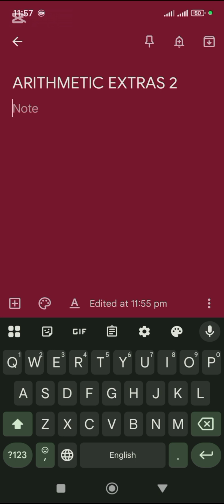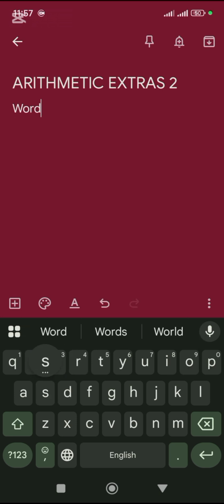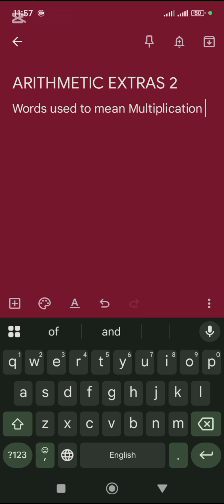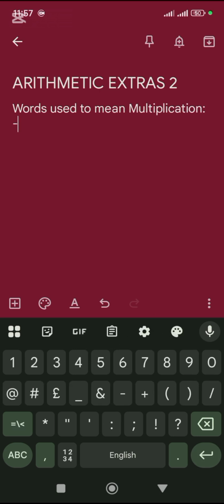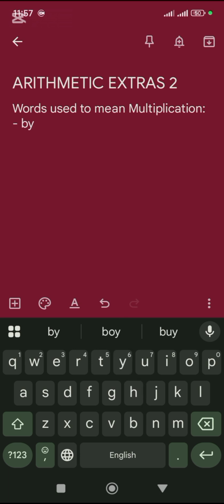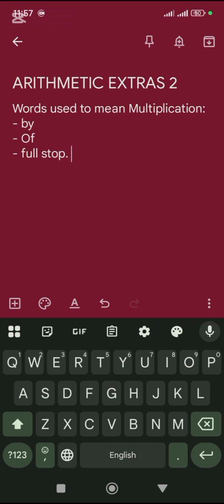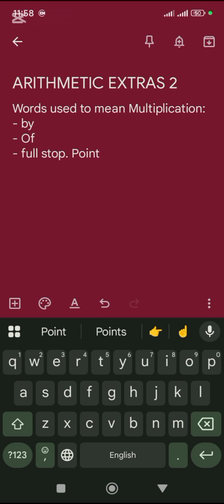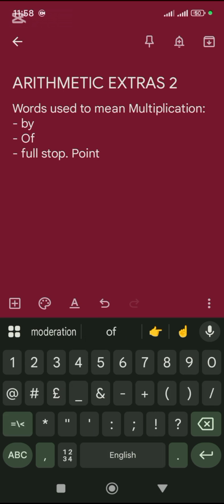Number one is other words used to mean multiplication. These include, one, we have "by"; two, we have "of"; and then the full stop, what you know as full stop in English is called point. In maths, it's simply put this way, and it means multiplication.